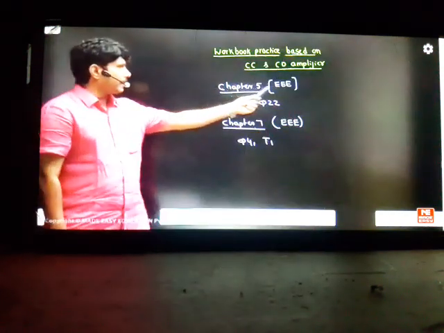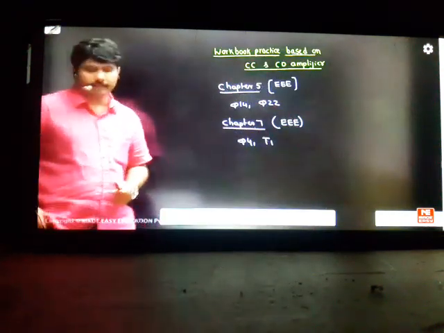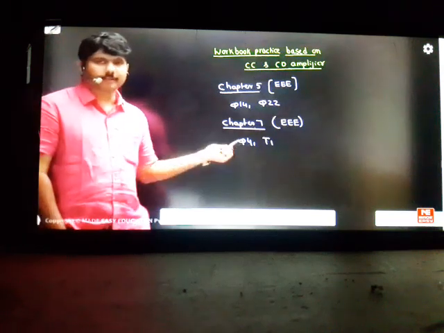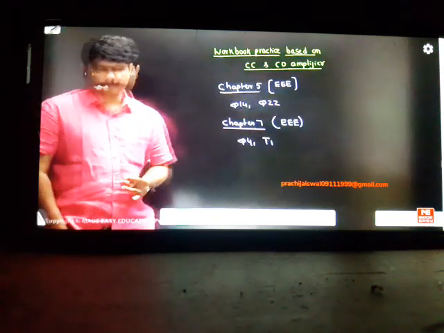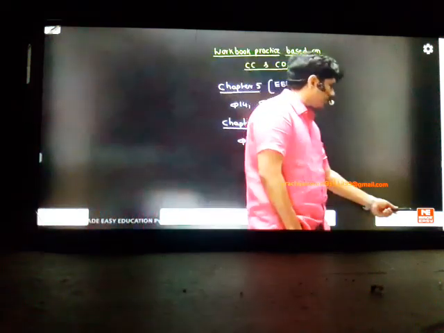Anupam Das, I have mentioned here: Chapter 5 electrical book, Chapter 7 electrical book. Then why are you getting confused? It's not EC, I have written electrical. I have written Triple here. From the Triple book I have taken these question numbers. So I've taken from Triple, Anupam Das.